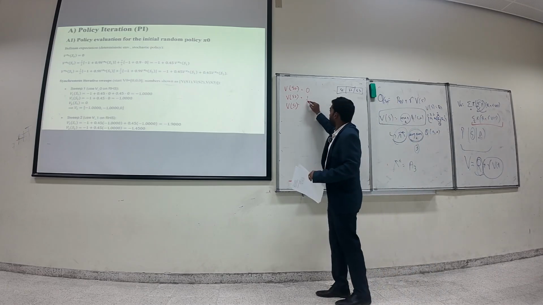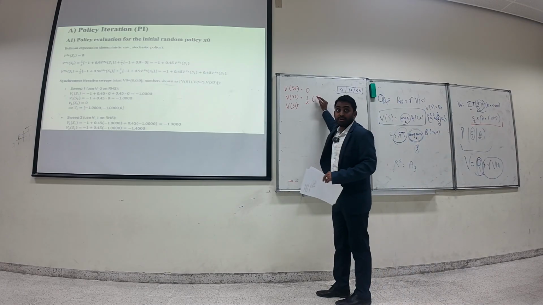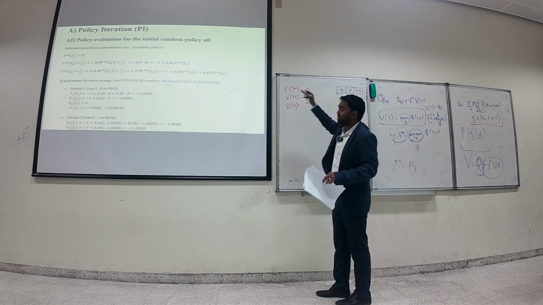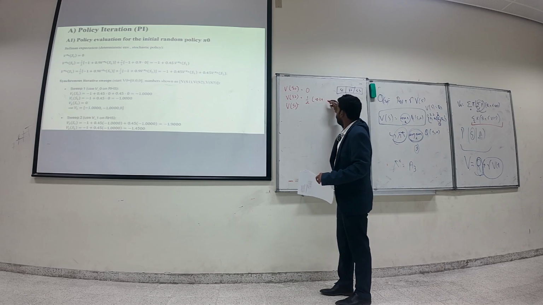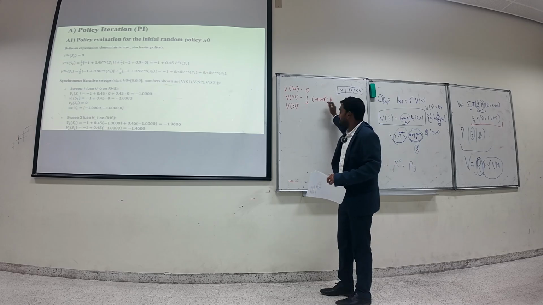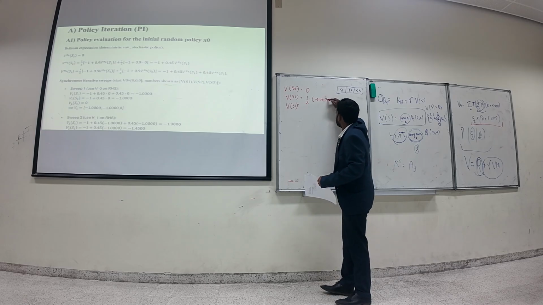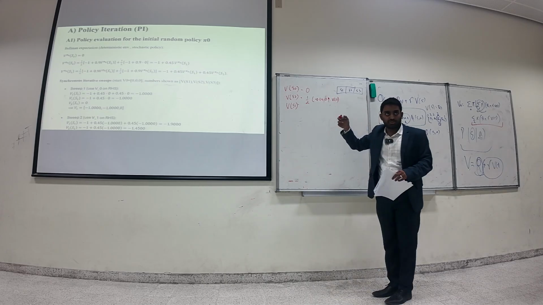1 by 2 times, sorry, what is your reward for one transition? It is minus 0.1, right? Minus 0.1 plus gamma is 0.9, 0.9 times, you will end up in VS1, right? In one case.